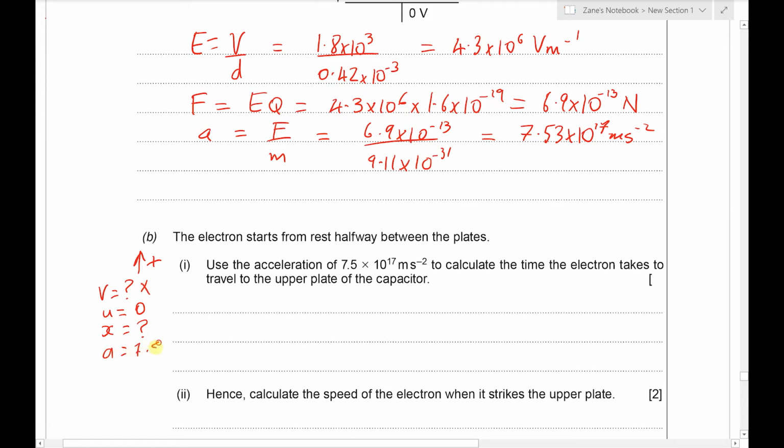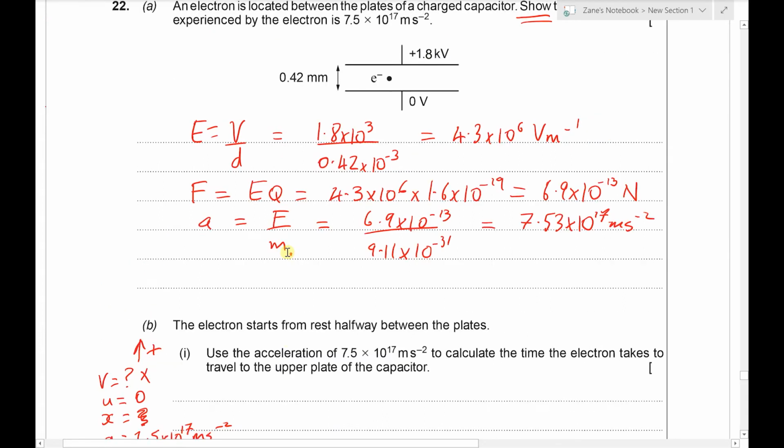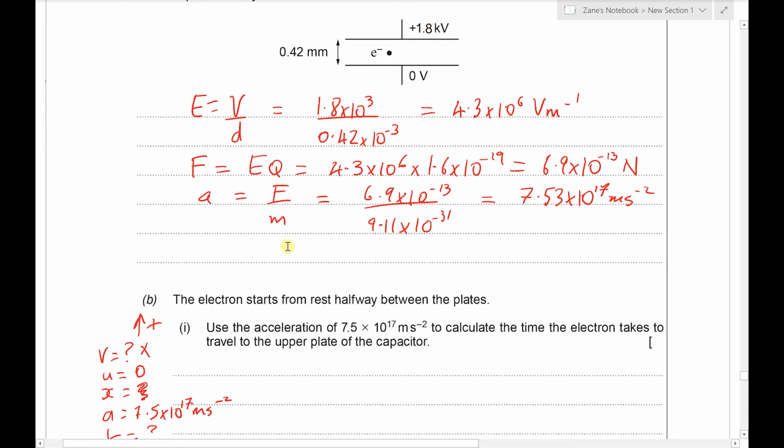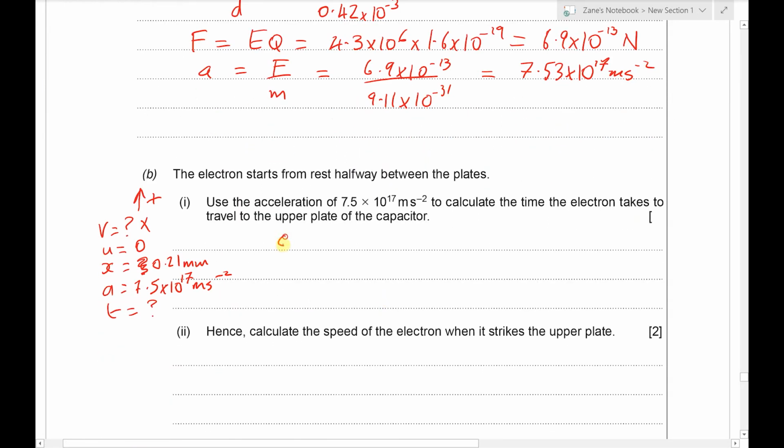Acceleration is 7.5 times 10 to the 17, and time is what we're trying to find. The distance is actually half of the separation between the plates because the electron starts midway, so we've got 0.21 millimeters. We're going to use the equation that hasn't got v in, so we're going to use x equals ut plus a half at squared. The u bit is 0, so x is a half at squared, and t will be the square root of 2x over a. So let's put those figures in.